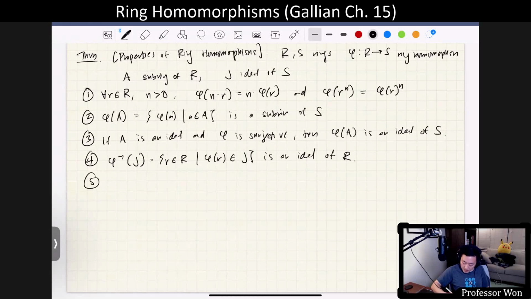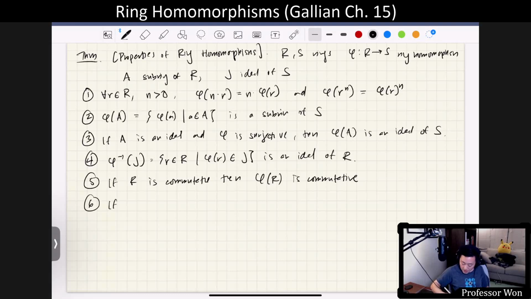Okay, 5. If R is commutative, then its image is commutative. Okay, again, Gallian gets a little fancy. He says the homomorphic image of a commutative ring is commutative. That just means the image under a homomorphism. So the homomorphic image of a commutative ring is commutative.